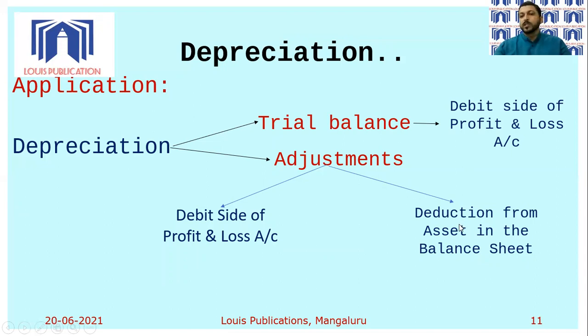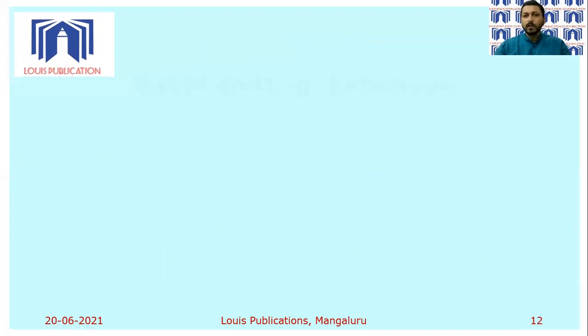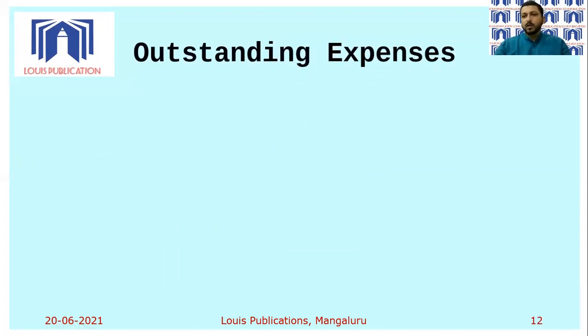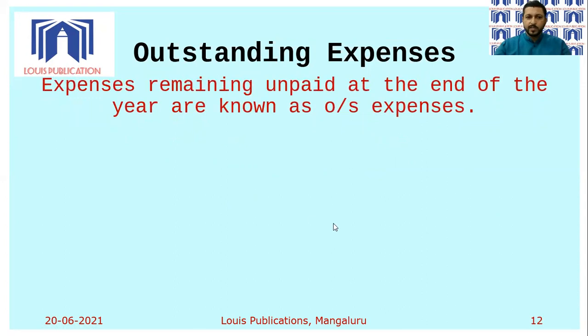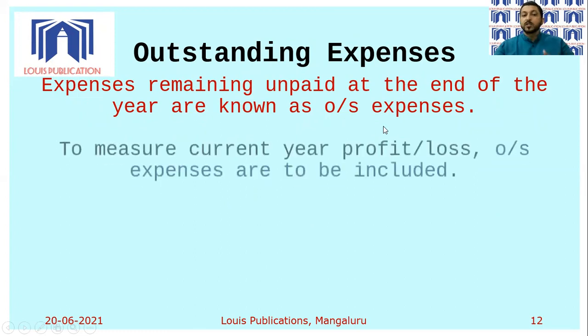So this is about the concept of depreciation. Let's move to the third concept in the list of adjustments, and that is outstanding expenses. What do you mean by outstanding? Simple point, expenses which the business had to pay, the business has not paid, it is payable. And since it is payable, outstanding expense is a liability for the business. So expenses remaining unpaid at the end of the year are known as outstanding expenses. That means the business has to pay.